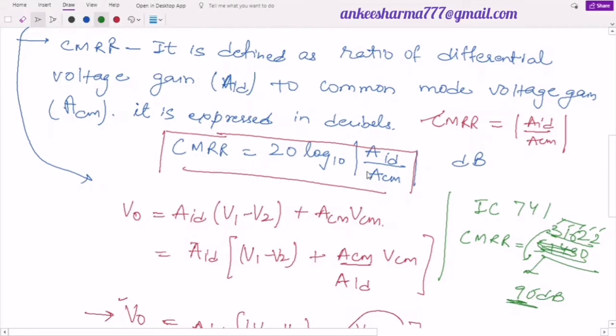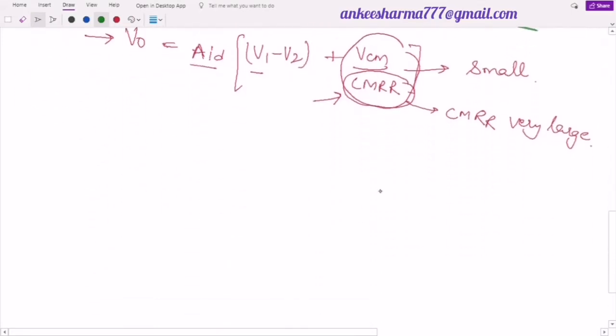Now one more thing is there, that we can also write this CMRR in terms of VOCM. What is VOCM? VOCM is nothing but the output voltage of common mode signals, meaning the output voltage that is going to affect my system. So CMRR can also be represented in the form of input offset voltage, VIO, which you have studied, divided by VCM. So this is another definition.